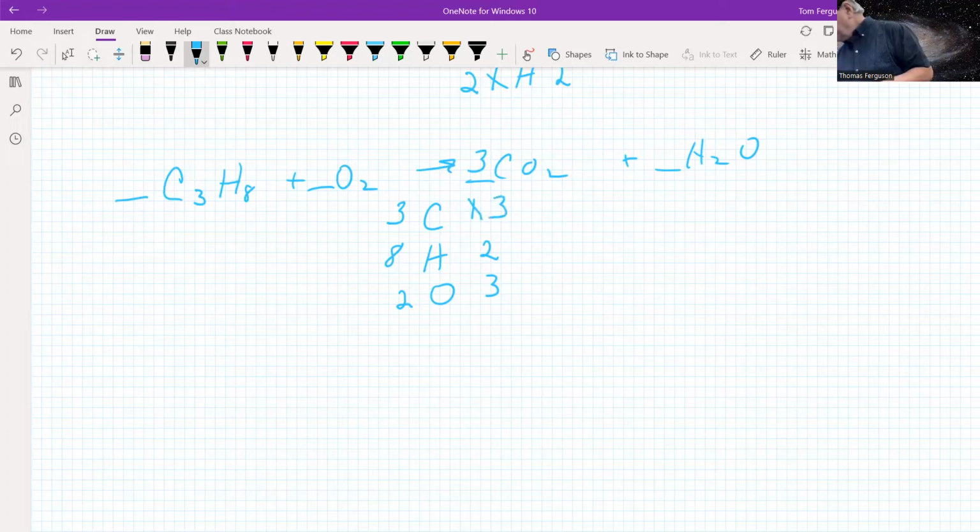That means that's 3. And it changes also the number of oxygens. Okay, so that's 6 oxygens plus 1 is 7. Now we fixed the carbon, but nothing else is balanced. So what are we going to do now? How about the hydrogens? What are we going to put in front of the water on the right? 4.